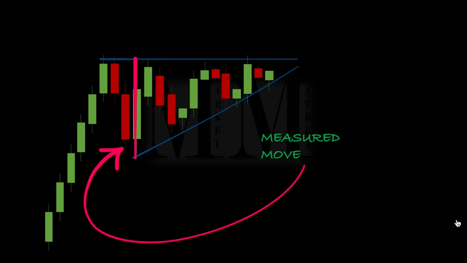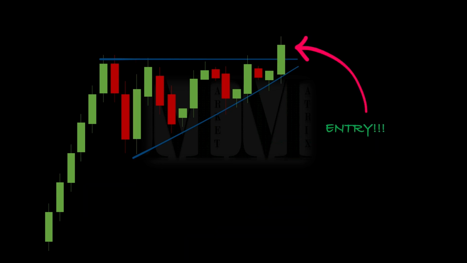So once we know that, we could get to the entry. But here's the thing with this pattern. I'm not going to tell you that this is a solid entry for this pattern. A lot of people trade this pattern in a lot of different ways. What some people do, which I guess we can call more aggressive, is enter once this breaks and closes above this trend resistance over here.